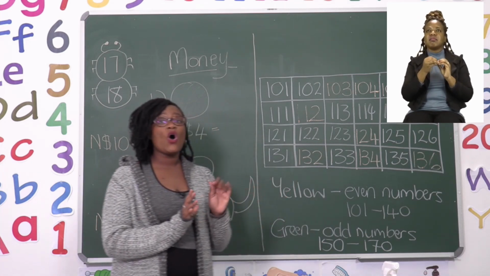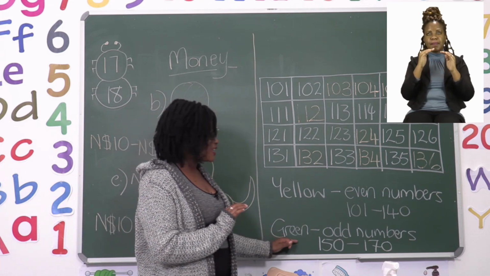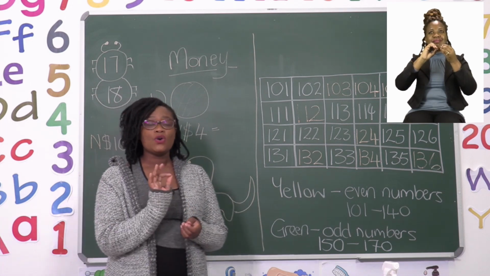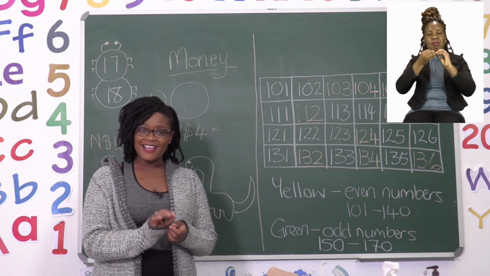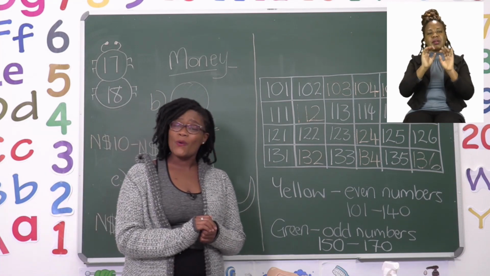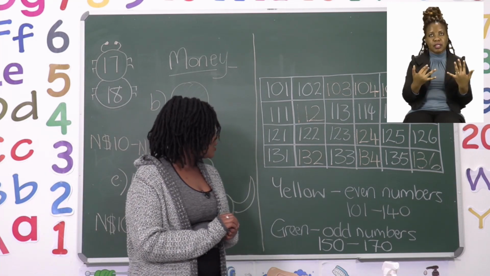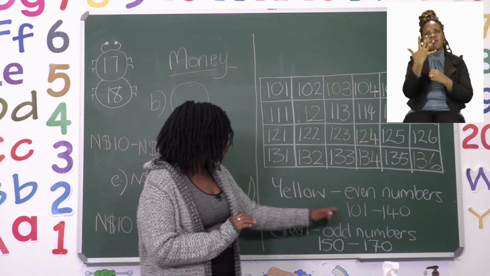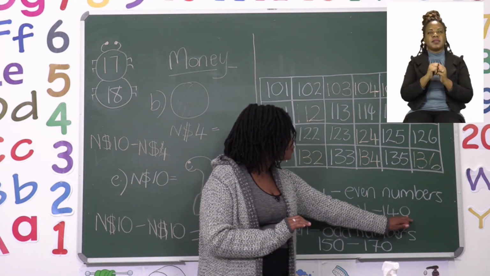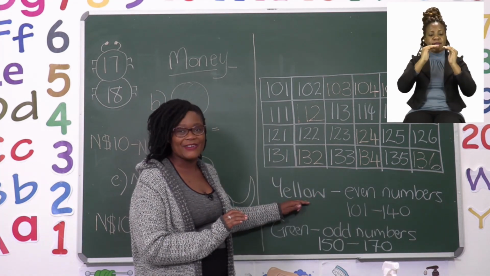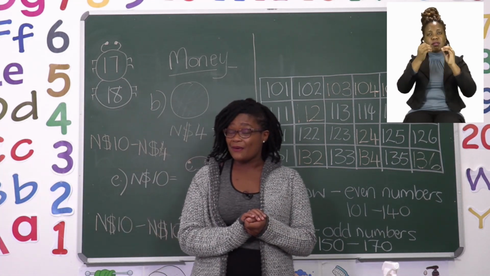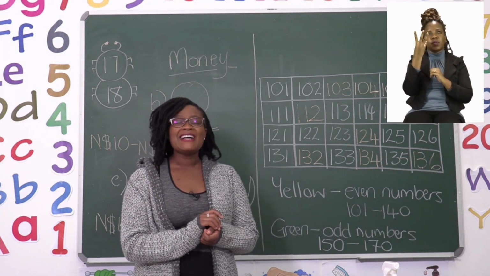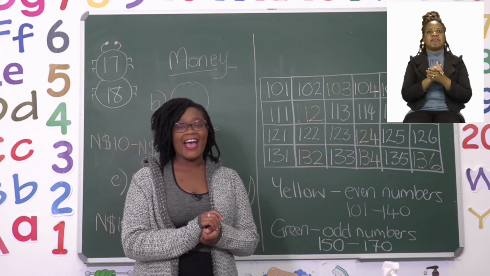to color the odd numbers with green. Remember, odd numbers are numbers that end with 1, 3, 5, 7, or 9. And then you are going to color all the even numbers from 101 to 140 with the color yellow. Remember, even numbers are numbers that have 0, 2, 4, 6, or 8 at the end.